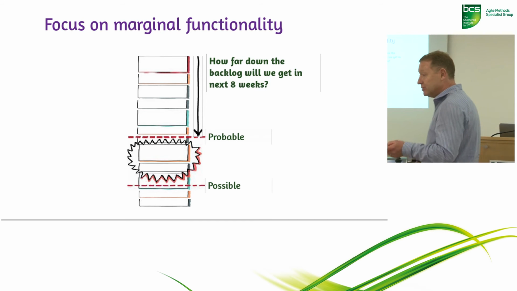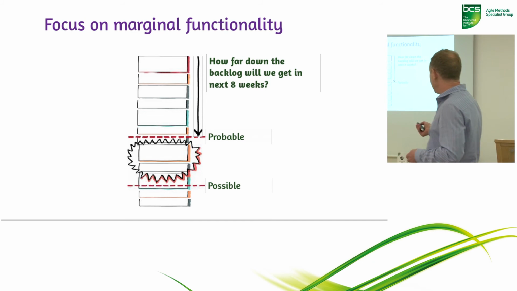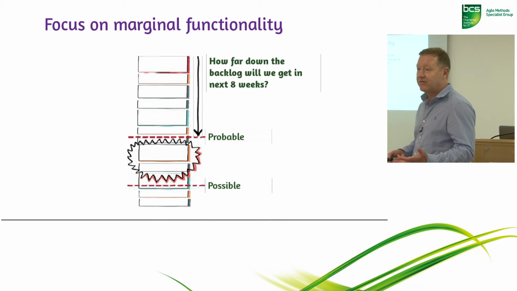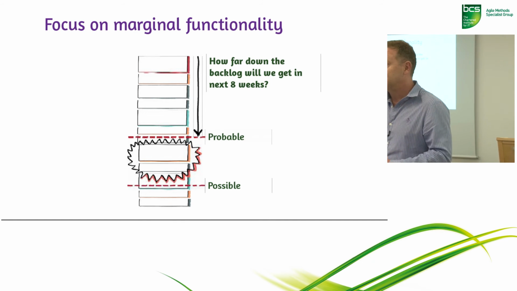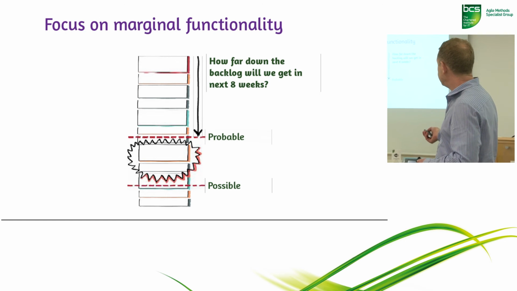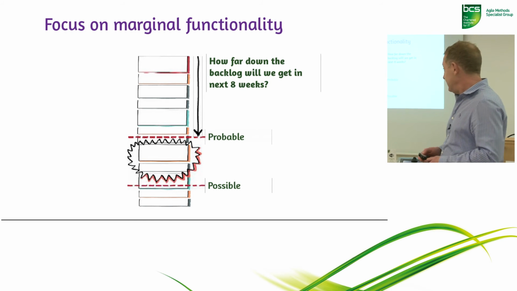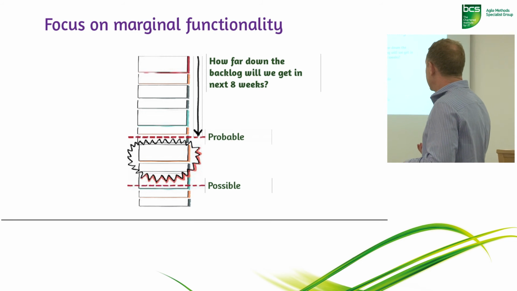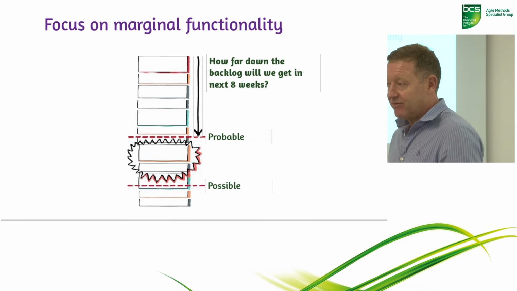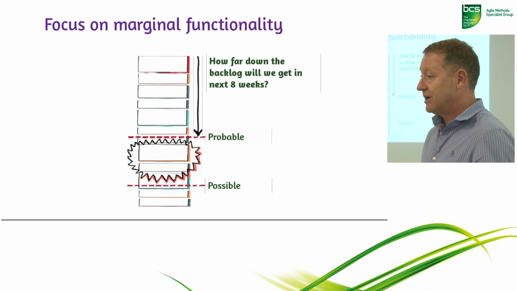So probably you're going to get everything above here. Let's say 95%, 90% probability, you're going to get everything above there. Possibly, we're going to get this far down. So again, 95% possibility we're going to get this far down the backlog.